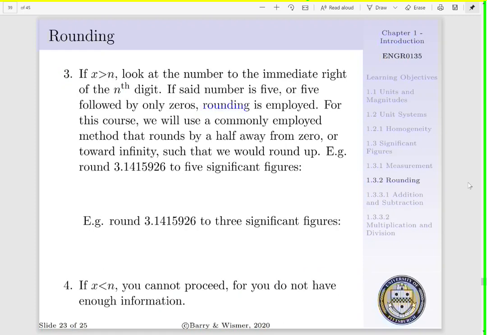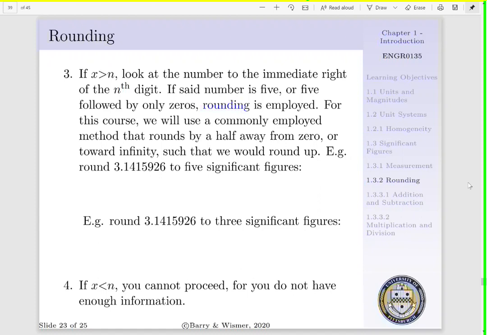If x is greater than n, we want to look at the number to the immediate right of the nth digit again. And if said number is 5, or 5 followed by 0, there are other methods of rounding that can be employed. I suggest you follow the hyperlink. For this course, though, we will take the most basic form of rounding, which is commonly employed throughout most other disciplines. And we are going to round by halfway from 0, or toward infinity, such that we'd round up or down.